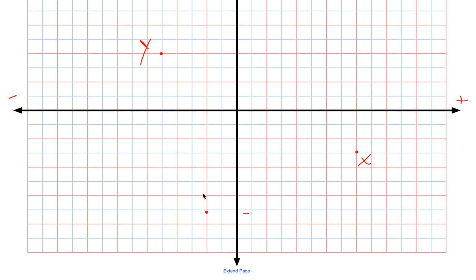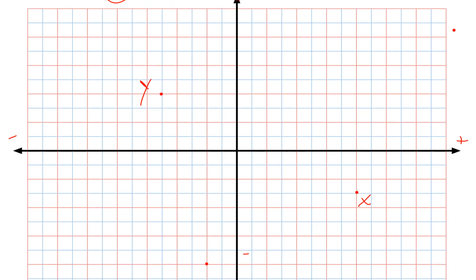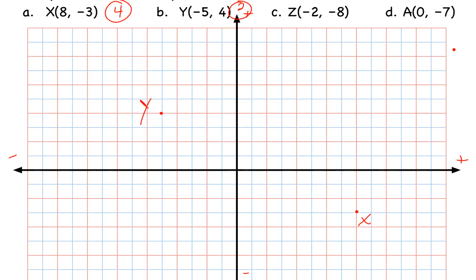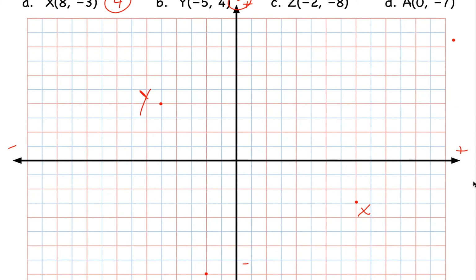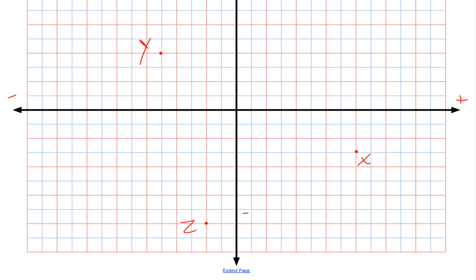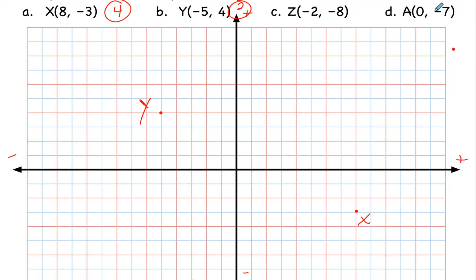So 2, 4, 6, 8. So I need it to be right on that red line where the reds cross. There you go. And what letter was that one? Was that Z? Yep, that one was a Z. So I want my red marker here. Let's come back down. Label that one Z. There you go. Okay, and one more to go, right? Oh, that was in quadrant 3, right? Negative, negative is quadrant 3.